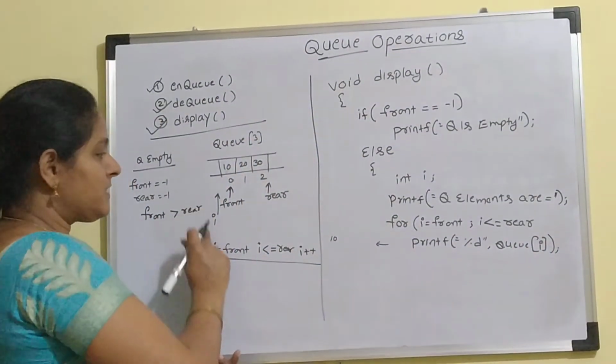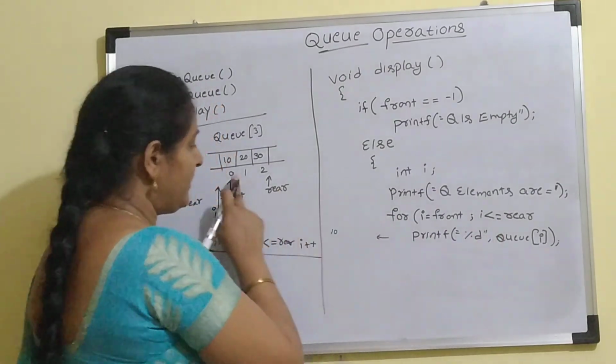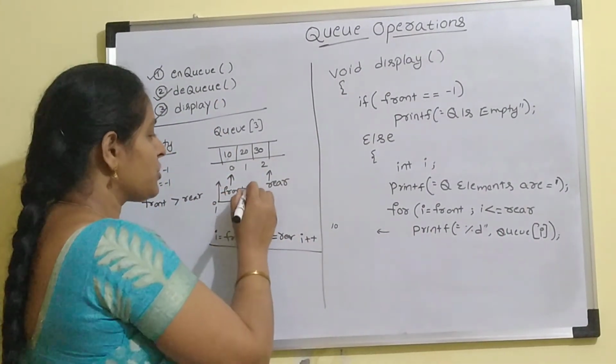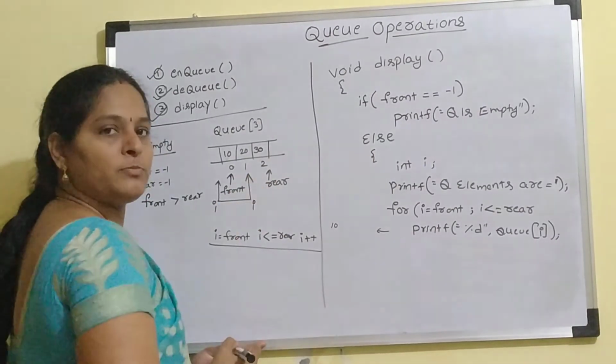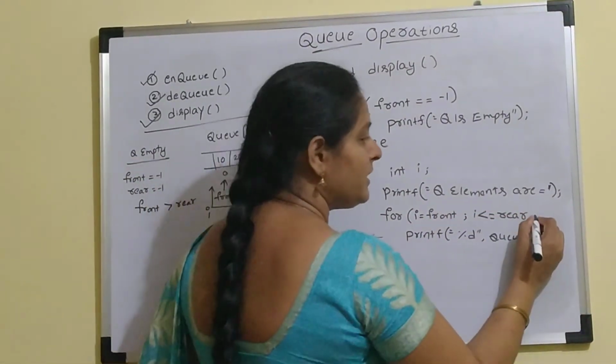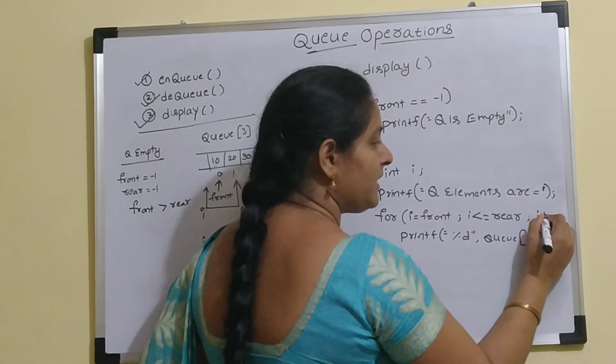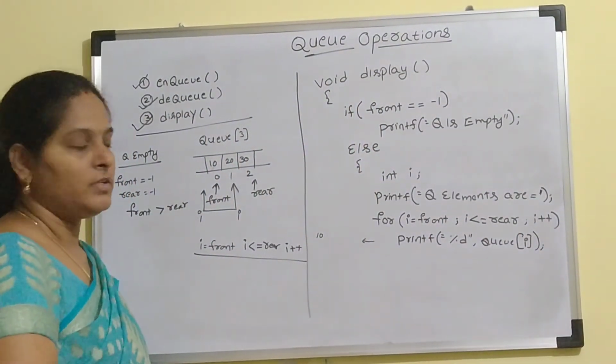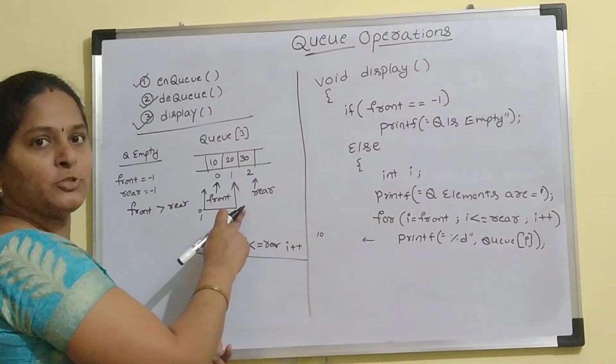Next, after printing 10, what to do? I need to move this I pointer to the next position. So for that, what I need to write? I need to increment the I value by 1, increment the I pointer by 1, so that I comes to the next position.